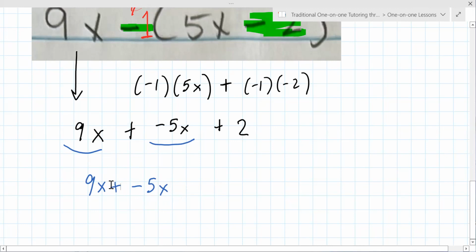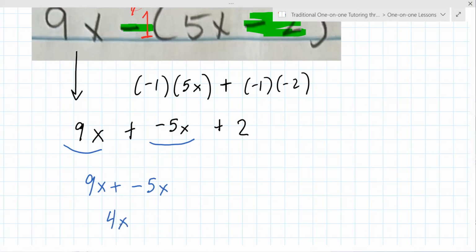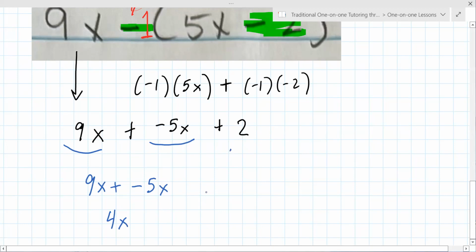It's positive because the 9 is positive, and it's the larger minus the smaller. So it's just 9 minus 5. So just +4x. We can do a few quick review exercises here to look at this again, but +2, there's nothing to combine with it. So that just comes down. So 4x plus 2.